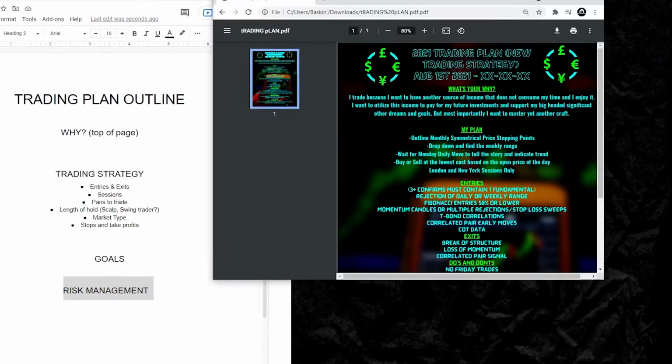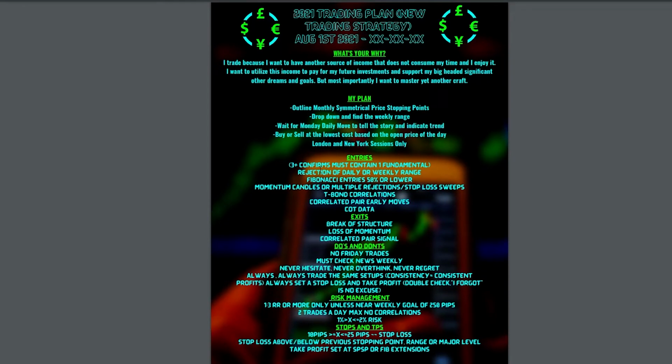So now I'm just going to show my actual trading plan and go over it just a little bit. So at the top, I have my why. Next, I have my trading strategy, which says my plan for some reason, but this is basically my trading strategy. I'm not going to go over it because it might not make sense to you, since it's my personal trading strategy that I made on my own. But this right here is the London and New York session is when I trade.